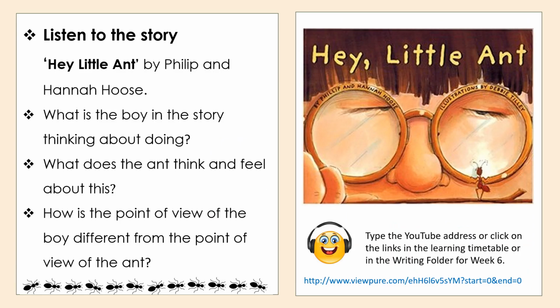The story we're going to be looking at today is Hey Little Ant by Philip and Hannah Hoose. This is a really good persuasive text. Have a look at the picture. Can you see the boy has got a stick with an ant on it? I wonder what he's thinking about.